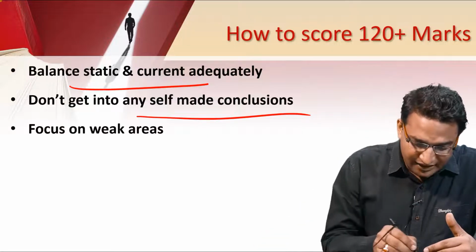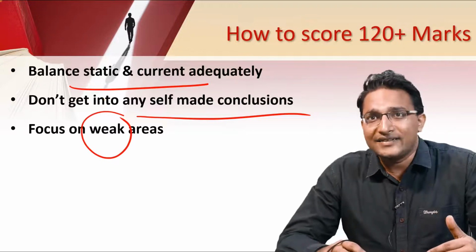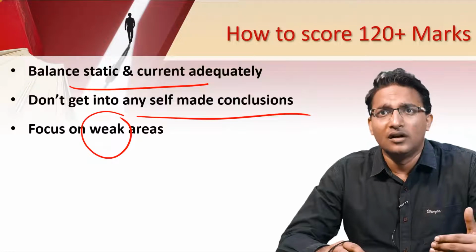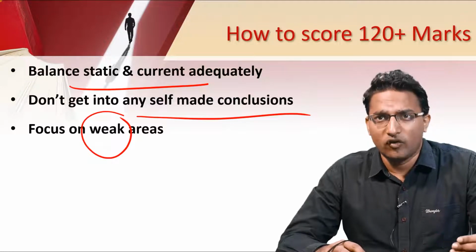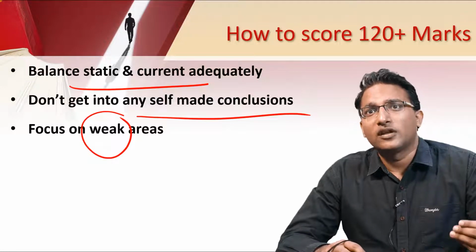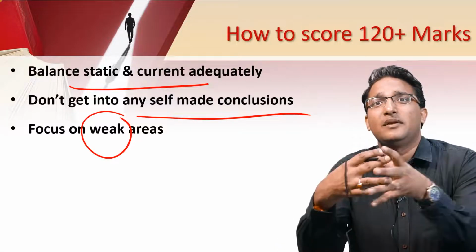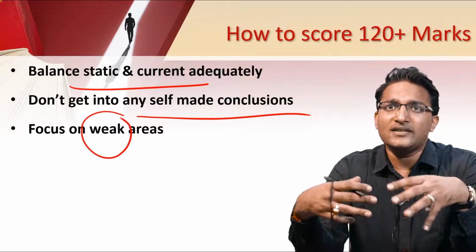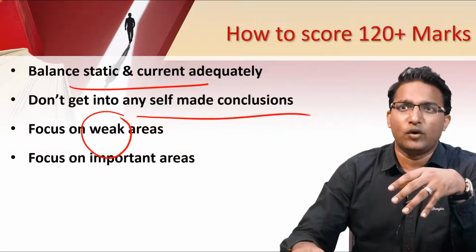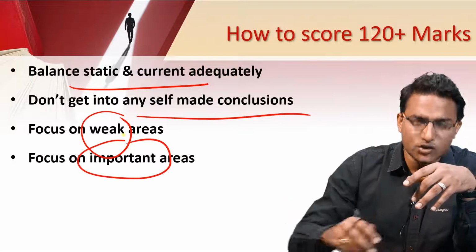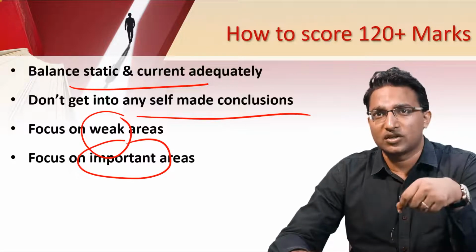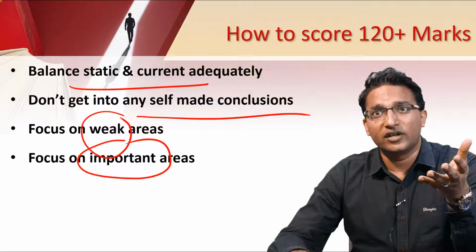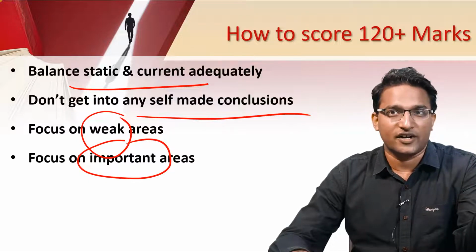Focus on weak areas, really very important. For people from a science and technology background, economics may be difficult, so you need to focus more on that. For commerce people, geography and science may be difficult, so you need to focus on that. Focusing upon your weak areas gives you an edge. Focus upon important areas, and you can identify these from previous year questions. For example, for economy, you can have money and banking. For geography, the atmosphere, hydrosphere, etc.